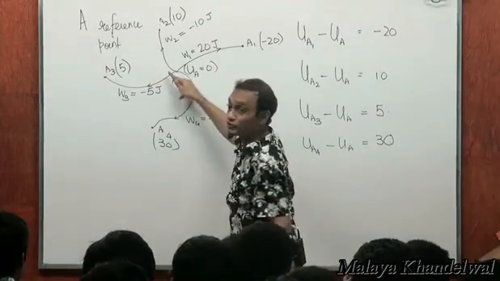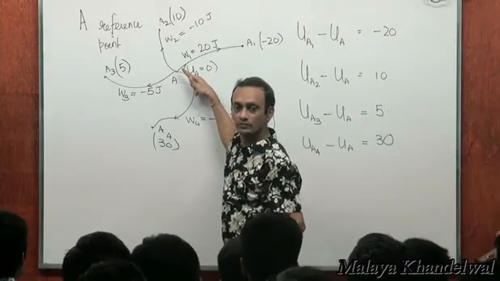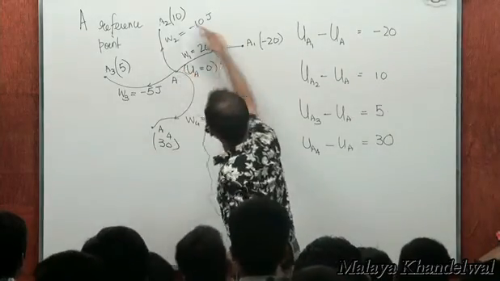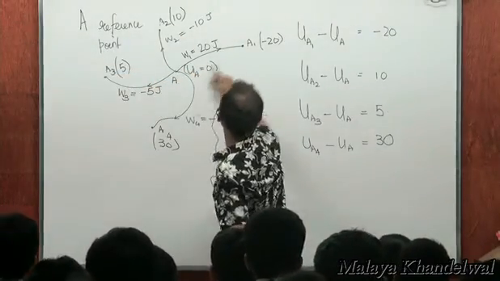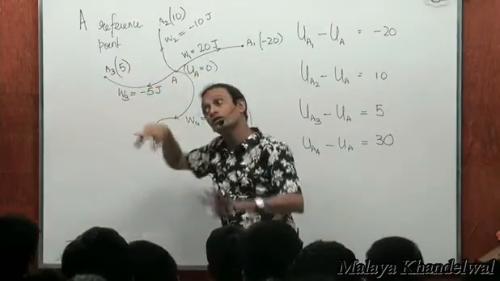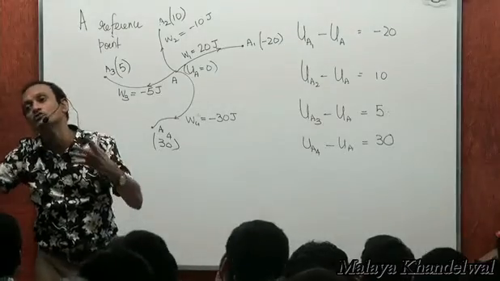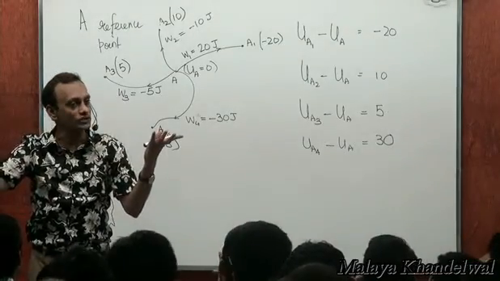But what happens to the difference? It remains the same. Right? Because everything has increased by 5 units. This has increased by 5 units, this has increased by 5 units, this has increased by 5 units. So the difference between U's of any 2 points will still be the same because each has increased by 5 units. Clear?